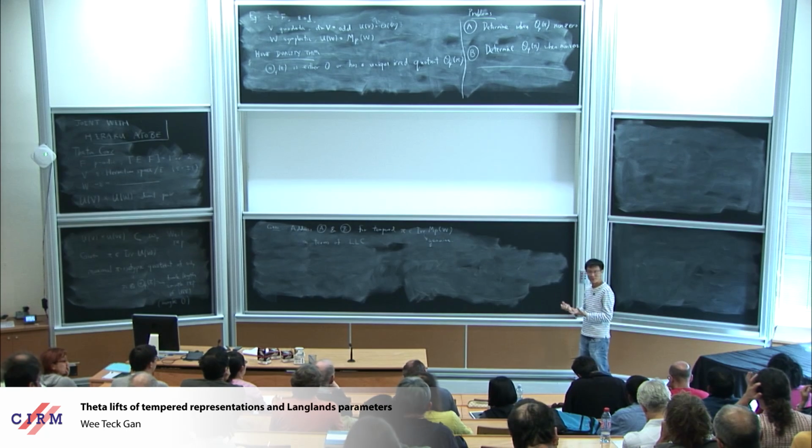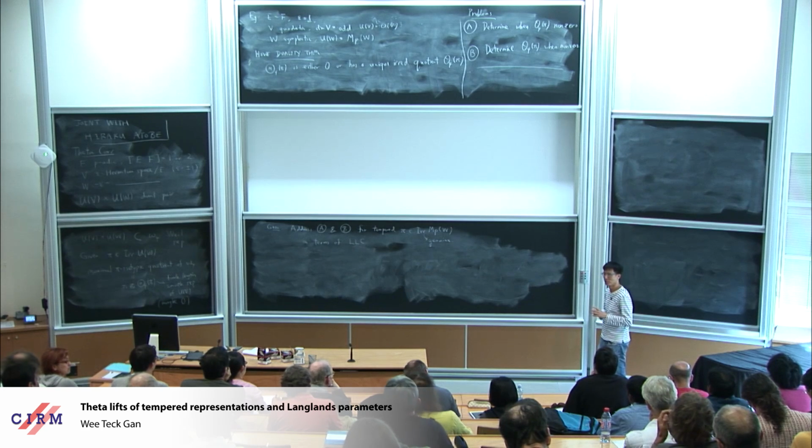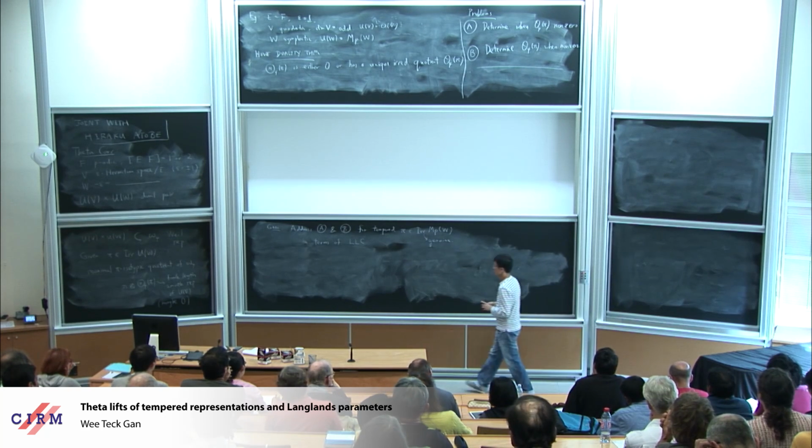Because if I want to determine what the theta lift of pi is, you have to tell me what pi is in some way. So I'm going to make use of the local Langlands correspondence as a classification scheme for irreducible representations.